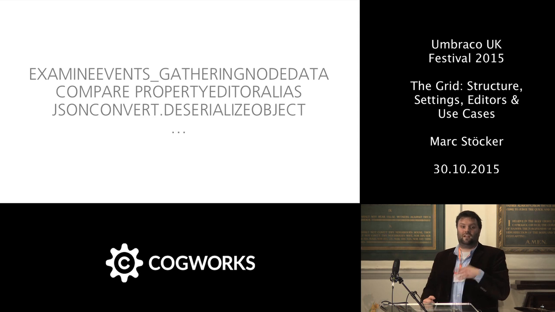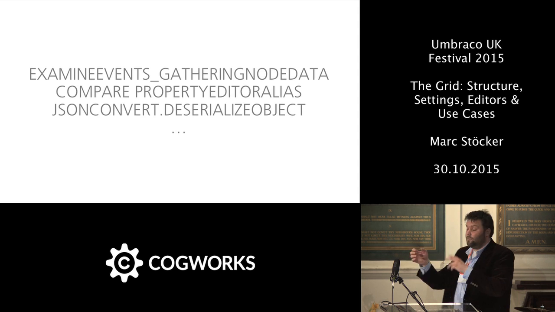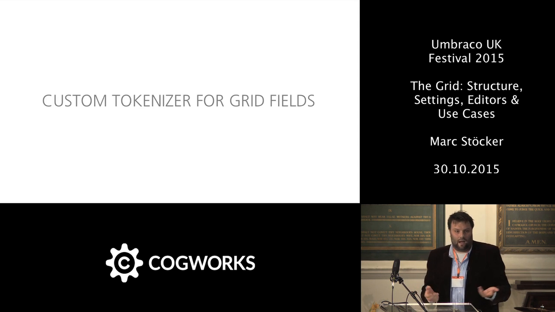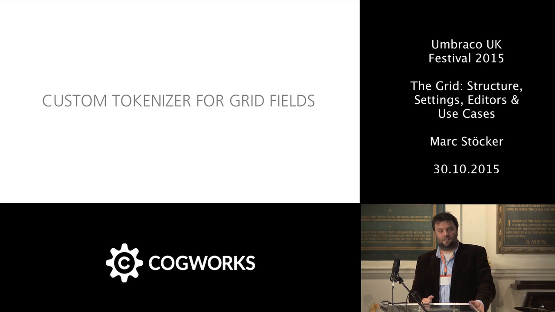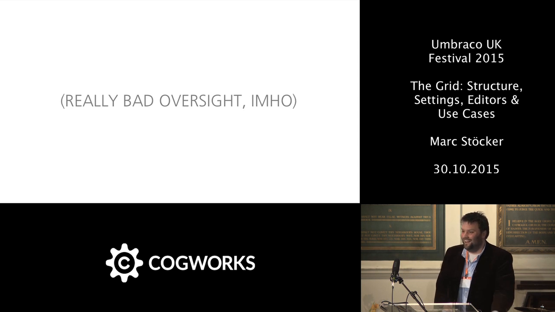But if you want to fix it for now, it's quite easy. Use the gather node data, compare the property editor name alias thing, and look for the JSON that's in there. Just read it out and act on it. You could also do a custom tokenizer for grid fields, but that's above my level. It just wasn't working.